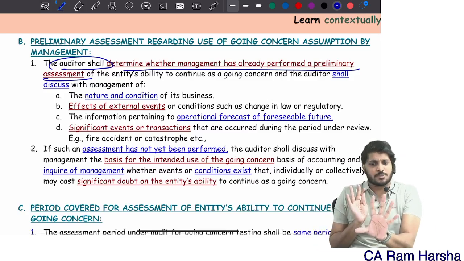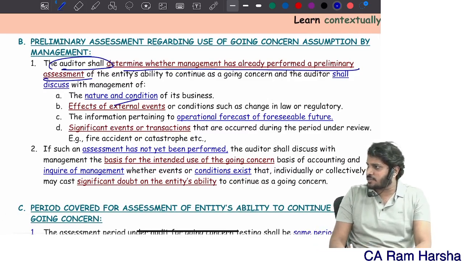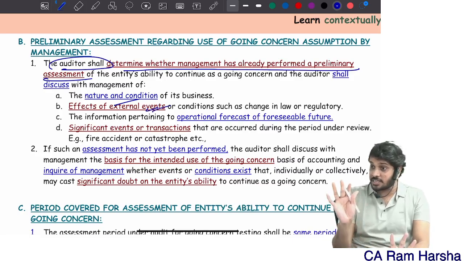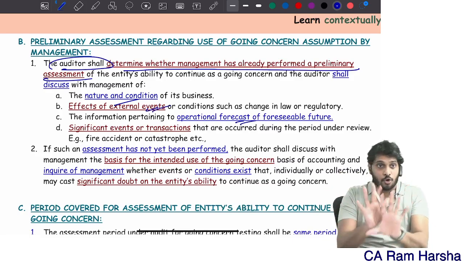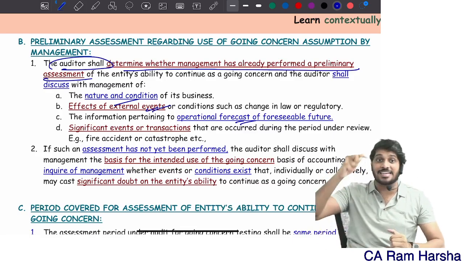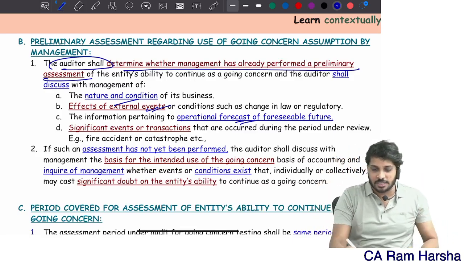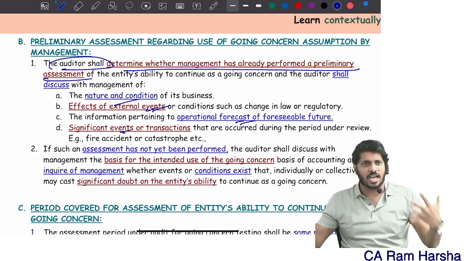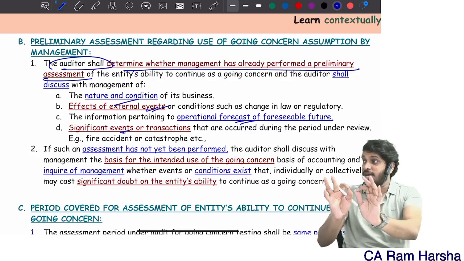First they do a basic assessment, like they will look at the nature and condition of the business. Are there any external events that are affecting business? Are there any operational forecasts or foreseeable future data available that show the company's going concern is affected? Are there any big events or transactions that happened that affect going concern? So they will do the preliminary assessment.